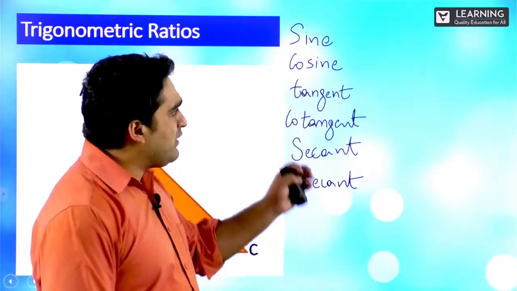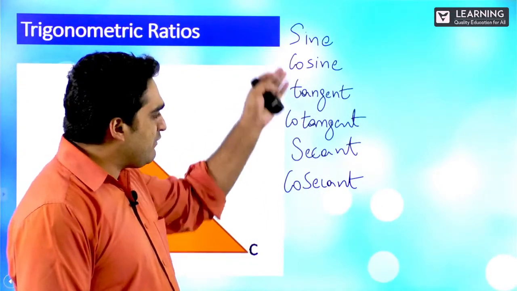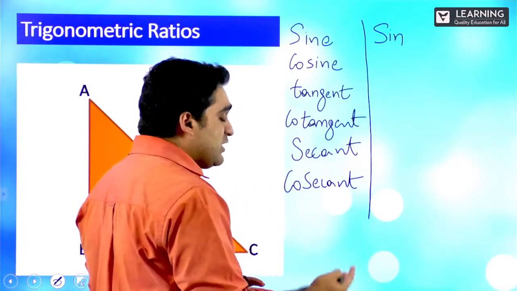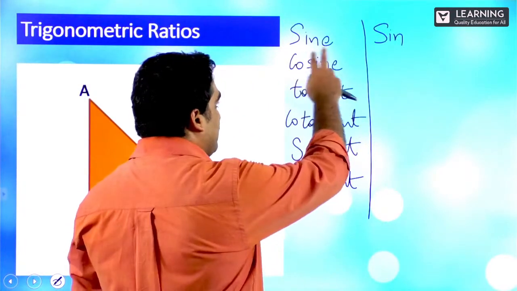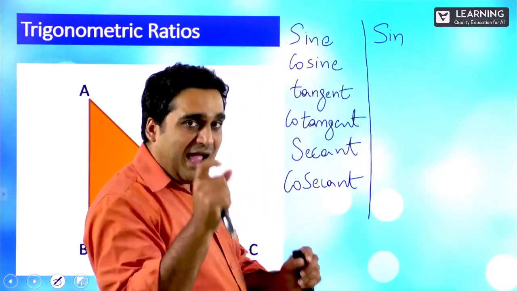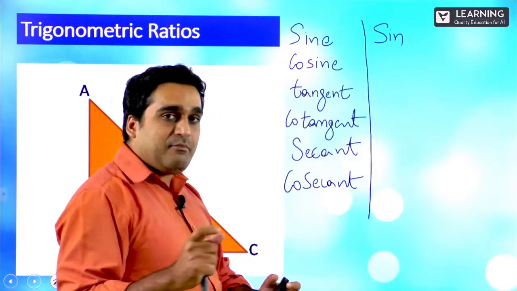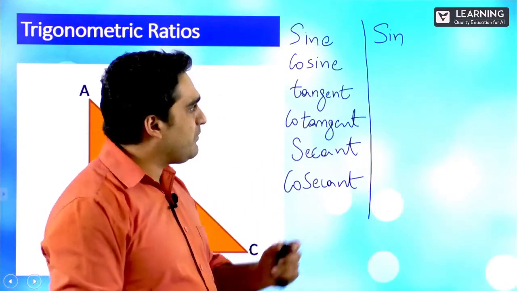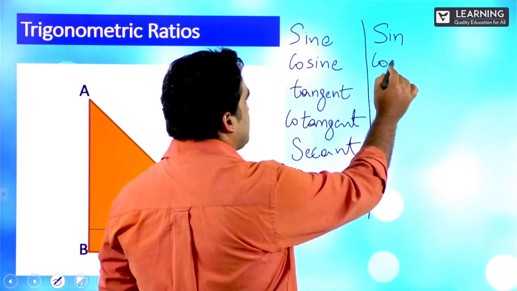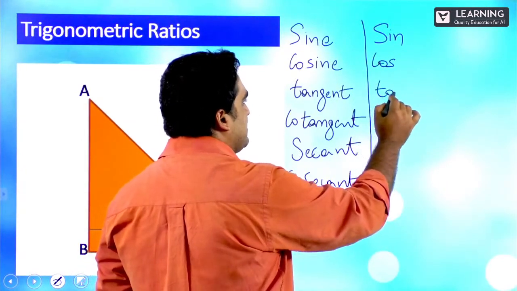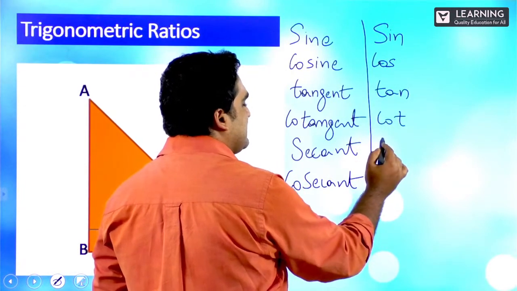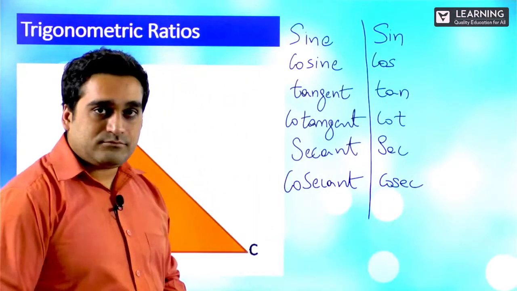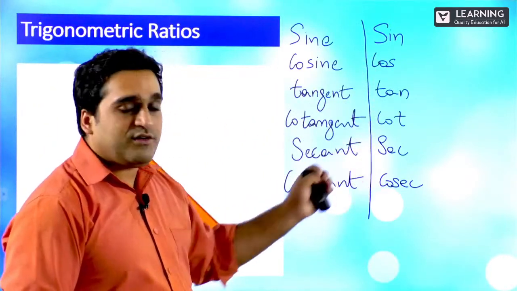You can write these ratios in a short abbreviated form. For sine, you just write sin, but you still call it sine. Though it is written as sin, it is an abbreviation for sine. An abbreviation is a short form given for a lengthy word. Cosine is written as cos, tangent is tan, cotangent is cot, secant is sec, and cosecant is cosec. These are the abbreviated forms of the trigonometric ratios.